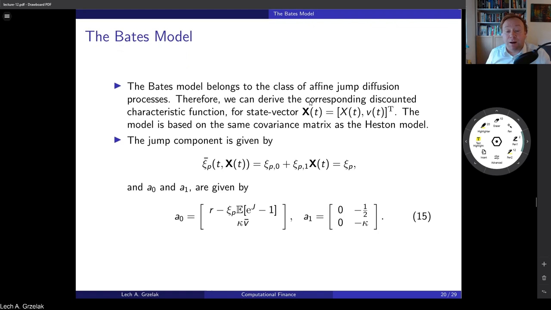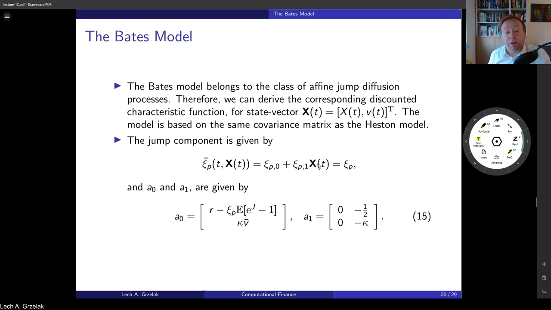The model is affine, and this is what I would like to show you on this slide, because the state variables are x, which is the log stock, and v, the variance process. And because we have an intensity which is defined only as a constant, it does not depend on any state variables. Of course, it would be a little bit too much, right?